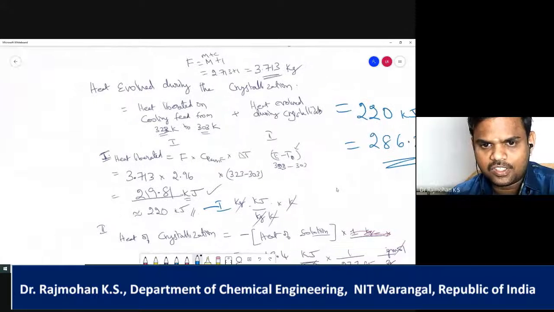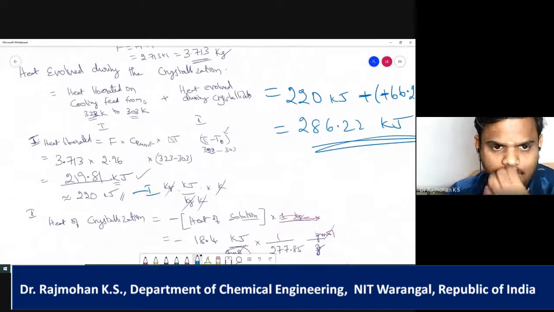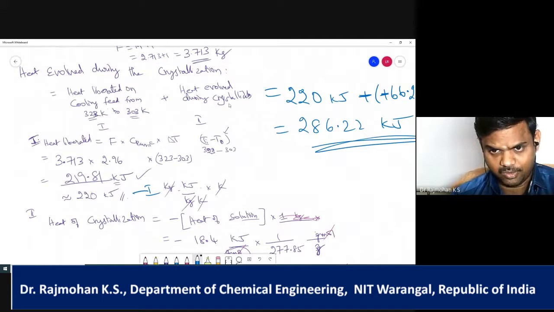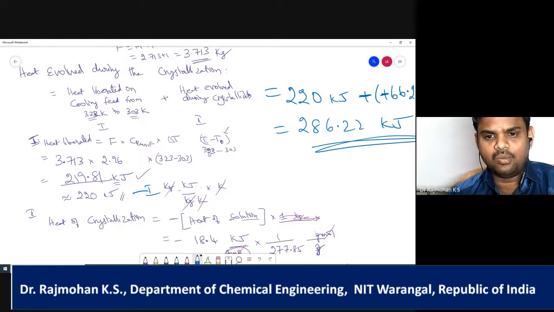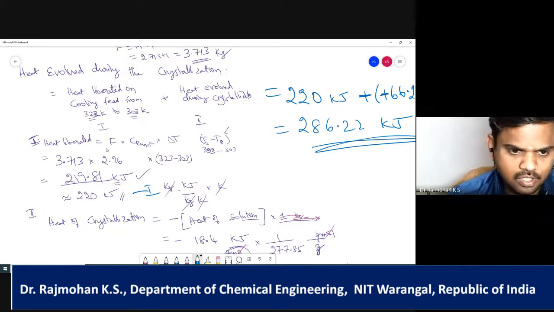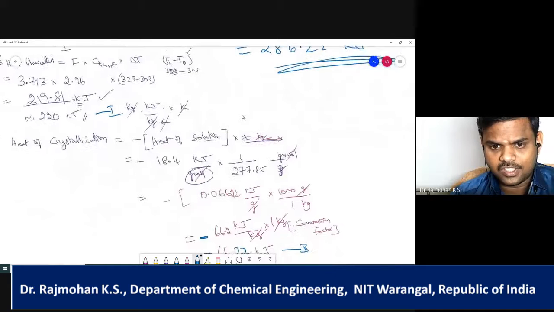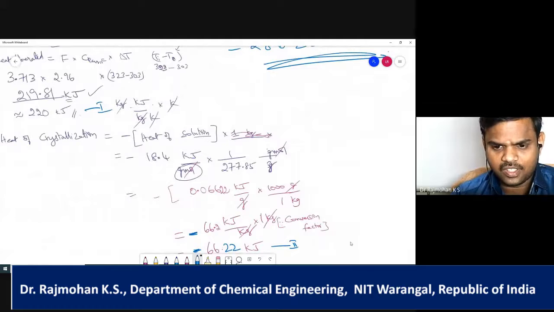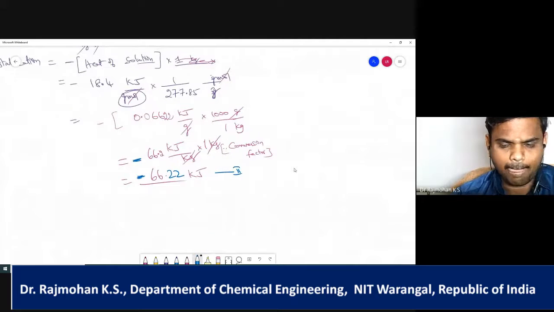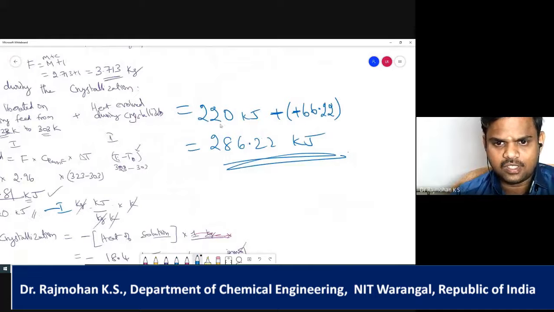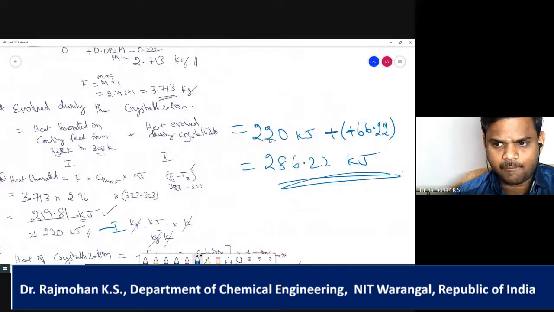And heat evolved during the crystallization is the summation of heat liberated on cooling the feed from 323 Kelvin to 303 Kelvin, and heat evolved during the crystallization. Heat liberated is from the feed temperature change, how much it is entering, how much it is cooled. So with the MCp delta T formula, we get the heat liberated on cooling, and heat evolved during the crystallization is minus of heat of the solution, so we get the values. So these two we will substitute to get the heat liberated. You can check whether your minus or plus will come or not.